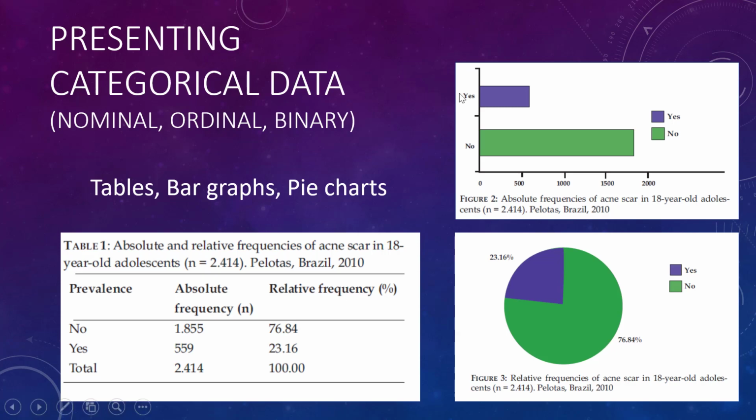Categorical data can look like this in a bar graph. So here's our yes, here's our no. We can also look at pie charts. Blue is yes, green is no. So there's many different ways that categorical data can be presented.